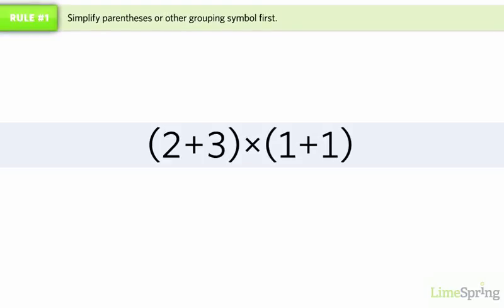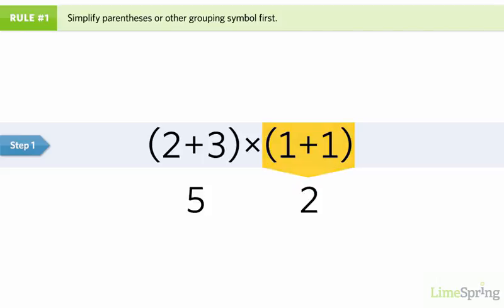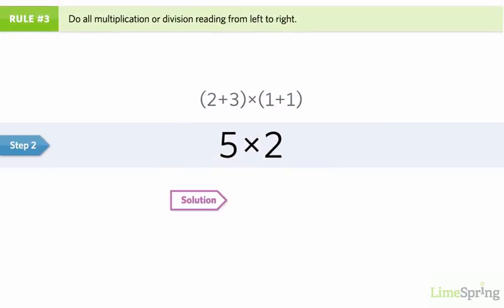Given that we have parentheses, we start there. 2 plus 3 equals 5, and 1 plus 1 equals 2. So after simplifying the parentheses, we are left with 5 times 2. Now we can simplify 5 times 2 to get 10. Easy enough? Okay, last problem of the lesson.